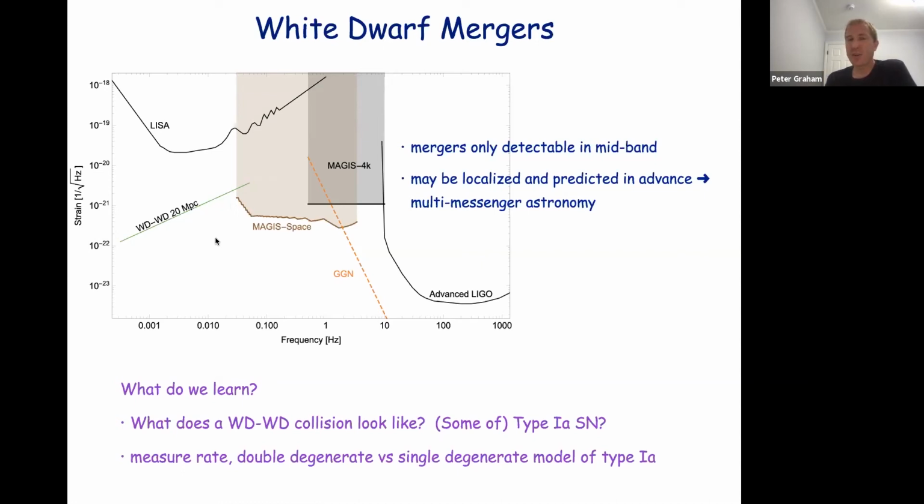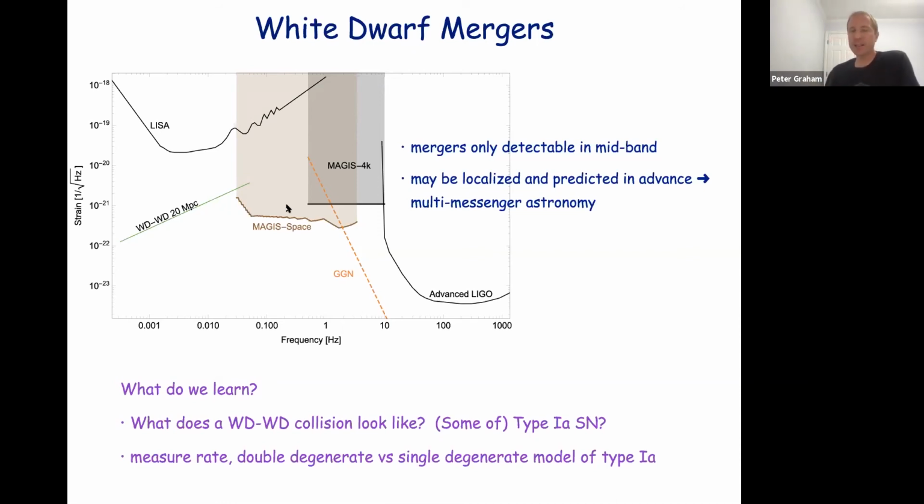And you can see from this curve, the mid-frequency band is really the only way to ever see a white dwarf binary merger in gravitational waves. And that tells you a lot of neat things. You may know that, for example, there's actually been some controversy for a while about what type 1a supernovae actually are. The default standard theory is that it's a white dwarf which is accreting matter from a companion, and when it gets above the Chandrasekhar limit, it explodes, right?